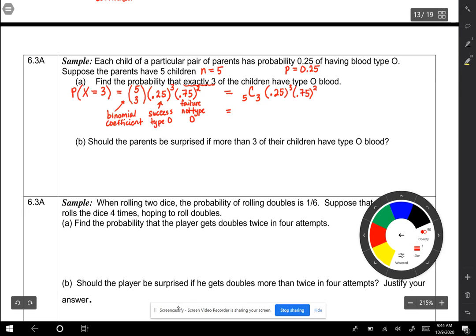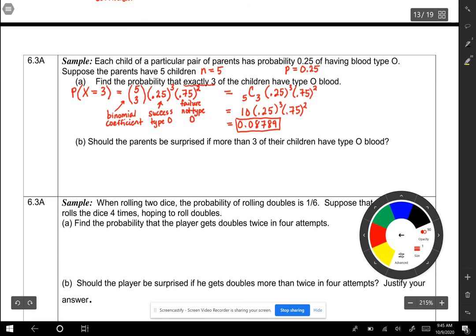And if you want to work it out the old school way and actually do it, then you can do it that way as well. But this answer is 10. And then you have 0.25 to the third power times 0.75 to the second power. If you do all that, you get 0.08789. And you can definitely leave it as a proportion.